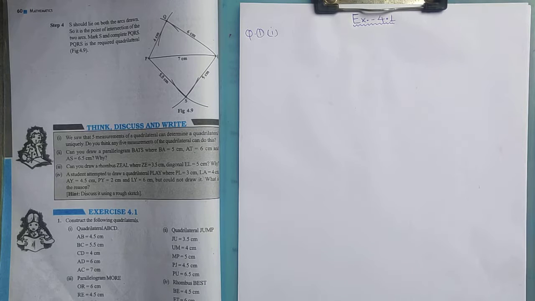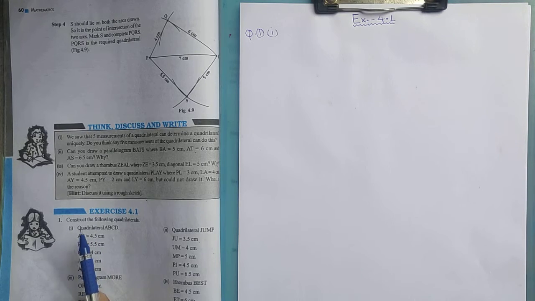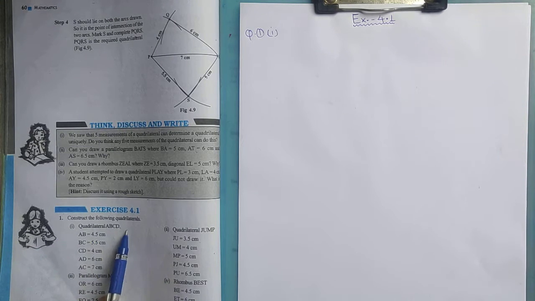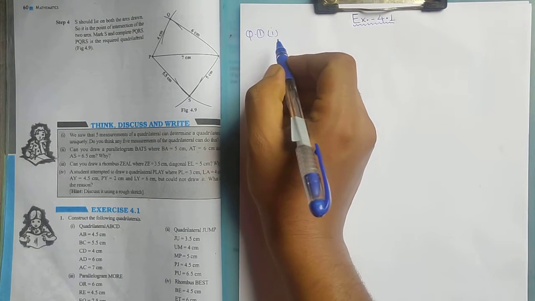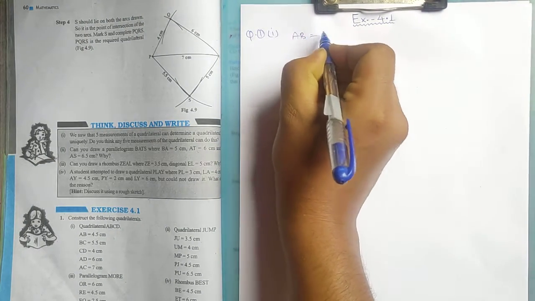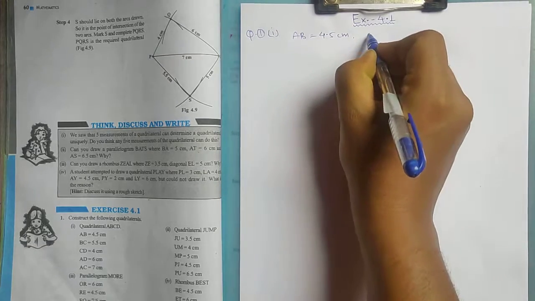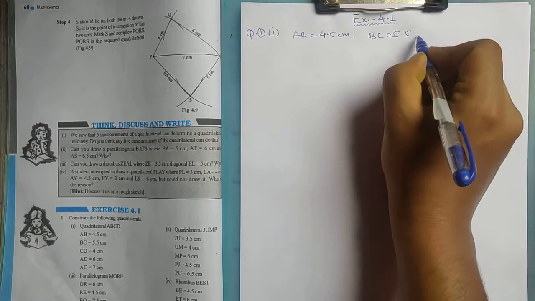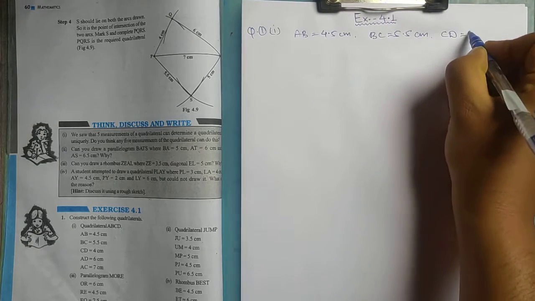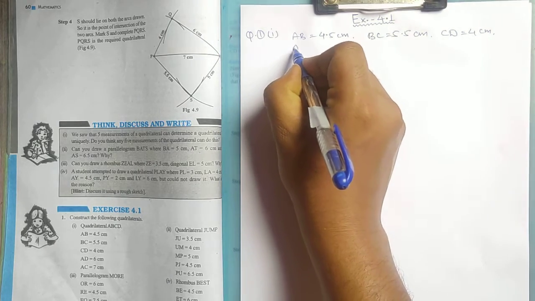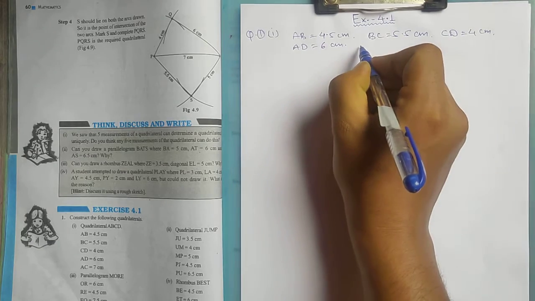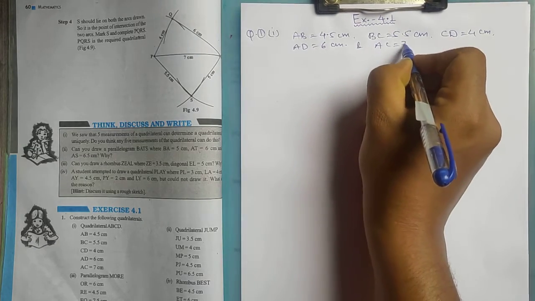Good morning students, today we will start exercise 4.1, in which we have quadrilaterals to construct. Question number 1: construct the following quadrilaterals. The first is quadrilateral ABCD where AB equal to 4.5 centimeter, BC equal to 5.5 centimeter, CD equal to 4 centimeter, AD equal to 6 centimeter and AC equal to 7 centimeter.